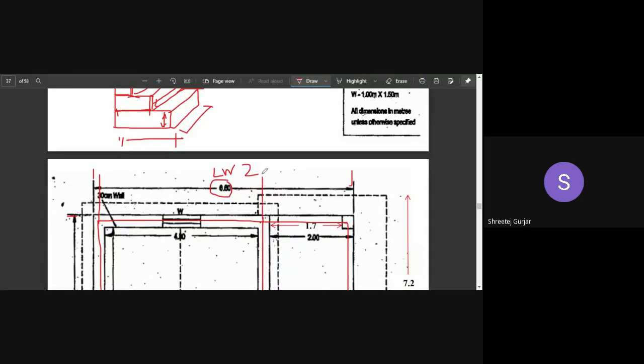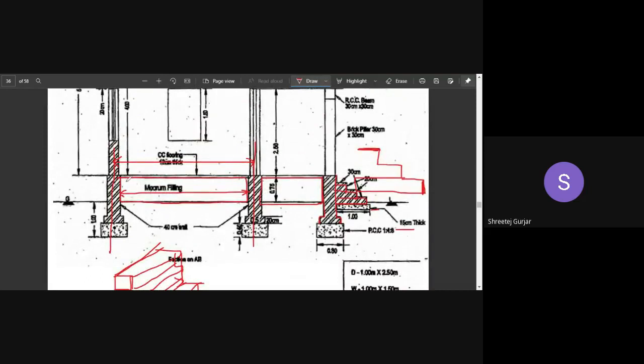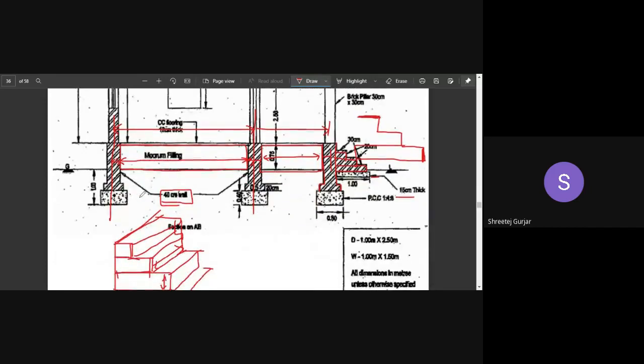From this center line, we need to reduce half of this width over here and half of this width over here. The total width of this is 40 centimeter, so 0.2 and 0.2 we need to reduce from our center line. Similarly for here also, whatever the center line length is, from there we need to reduce 0.2 and 0.2. That is how we calculate length. Similarly for width also, we need to do the same thing.